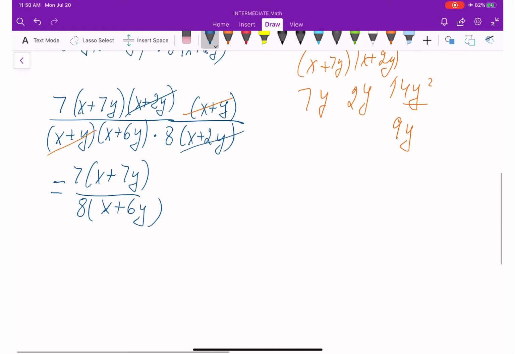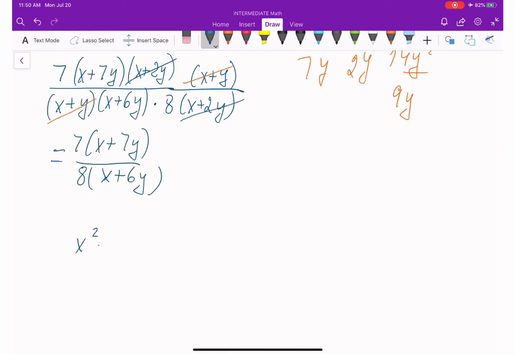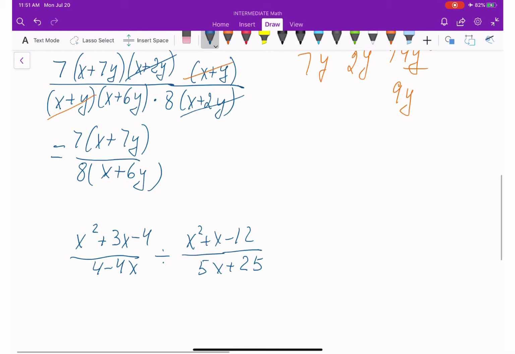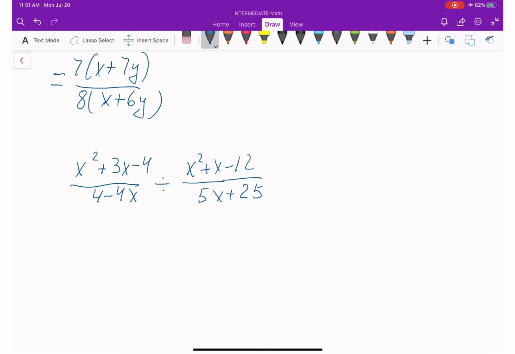Next is going to be x squared plus 3x minus 4 over 4 minus 4x divided by x squared plus x minus 12 over 5x plus 25. All right. Let's see. So x squared plus 3x minus 4, we can factor it down. X plus 4 and x minus 1.